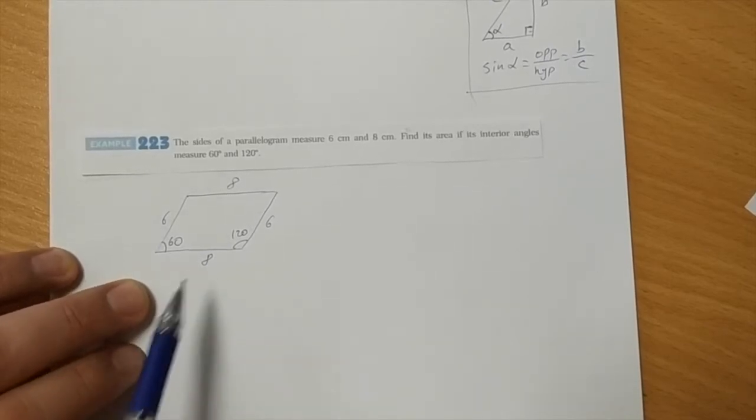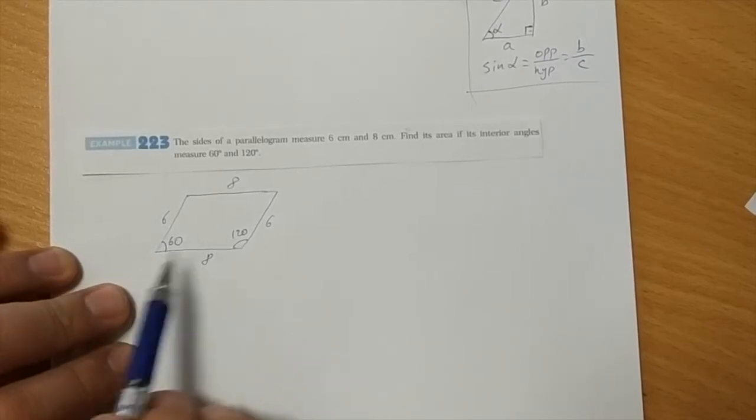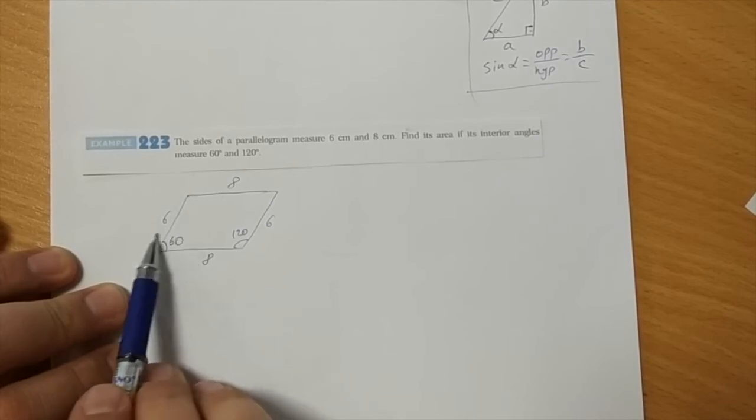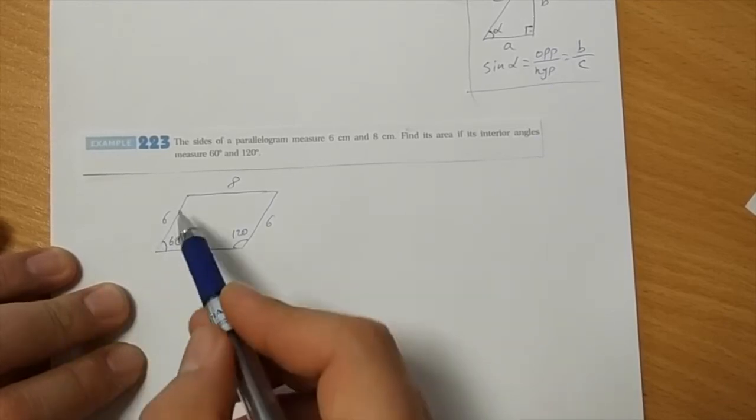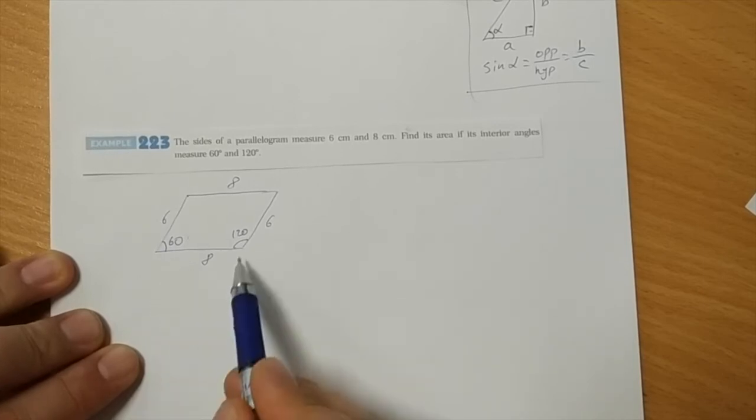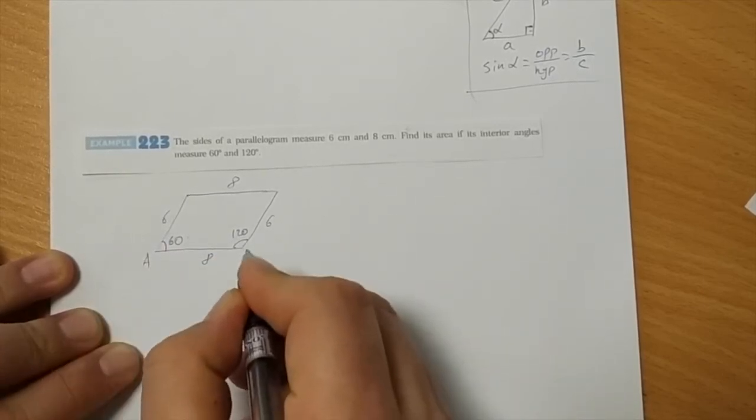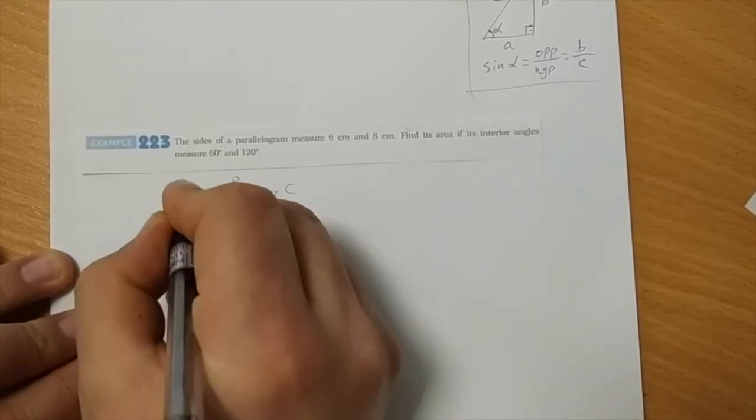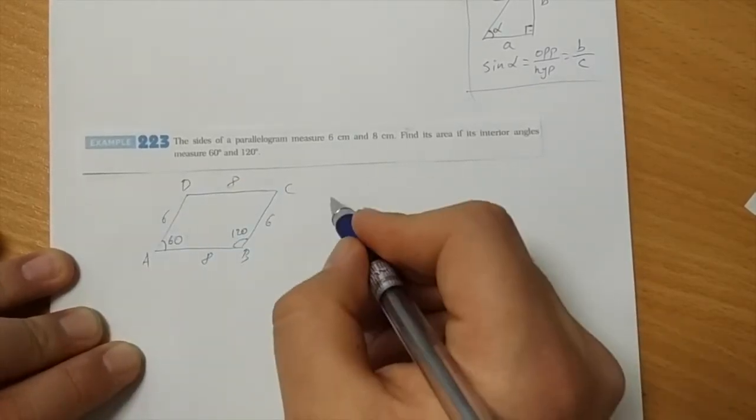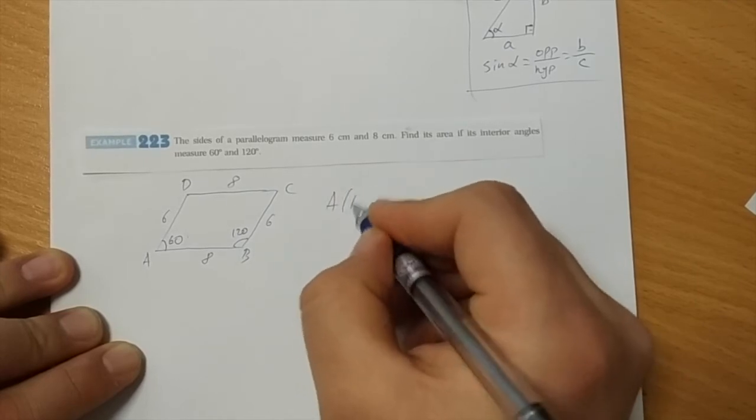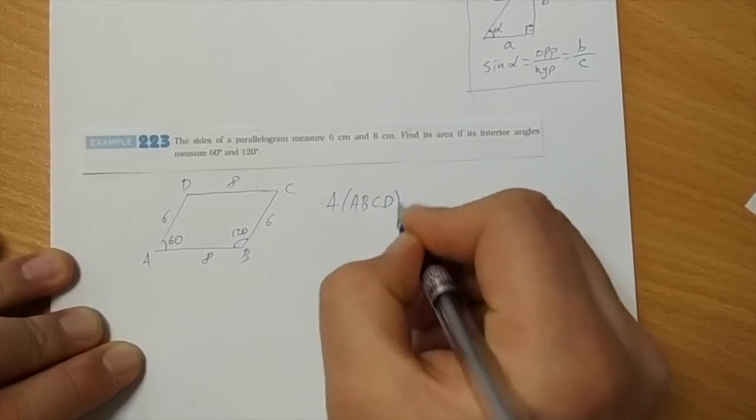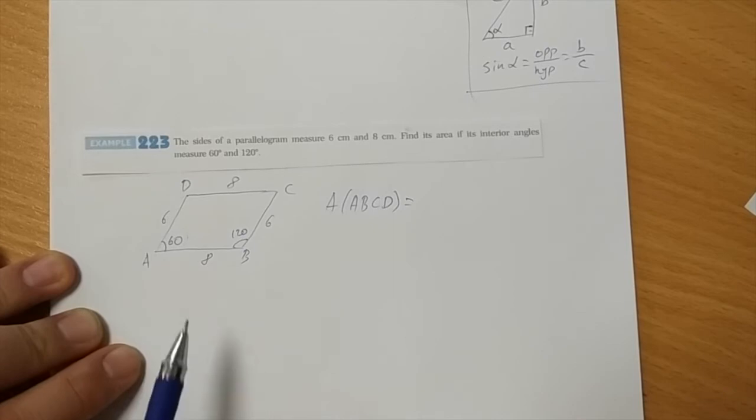Now, we can use either of these two angles. So let me choose this 60, okay? We are going to use these two sides, 6 and 8. Let's give the names A, B, C, D, okay? Now, what was the area? Area of ABCD is equal to what?